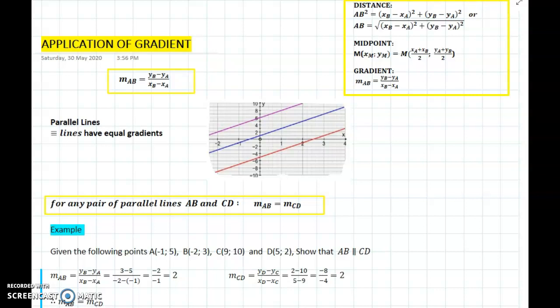Hi grade 10s. We're just going to recap what we've done so far in analytical geometry.